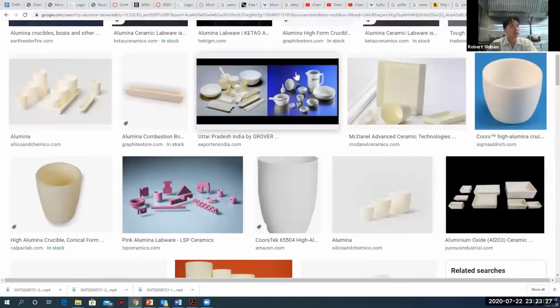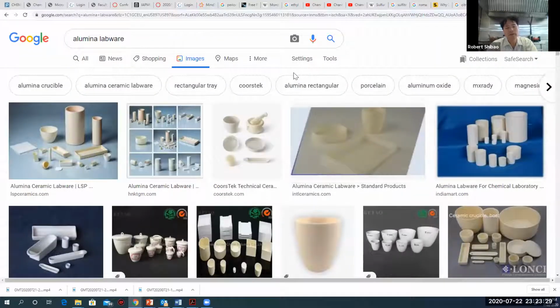So the guy who developed a way to dissolve this stuff... it doesn't dissolve in water. It doesn't dissolve in acid. It doesn't dissolve in base. This stuff just doesn't dissolve. And he figured out a way to dissolve it.